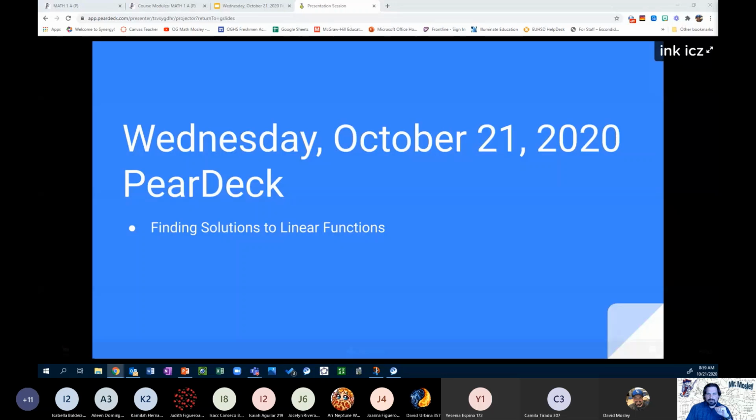Here we go. We will start. All right, so again, this is our Wednesday, October 21st, 2020, Pear Deck. We're going to be finding solutions to linear functions. There are 4 questions on this Pear Deck. So let's get started.